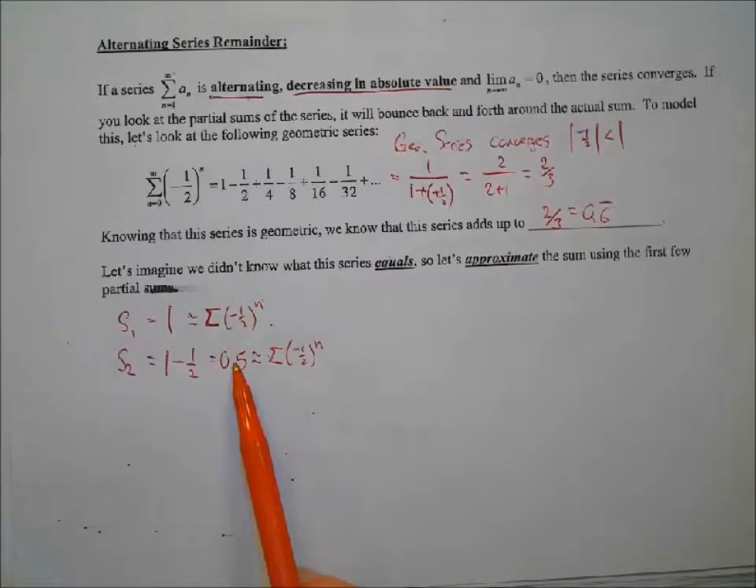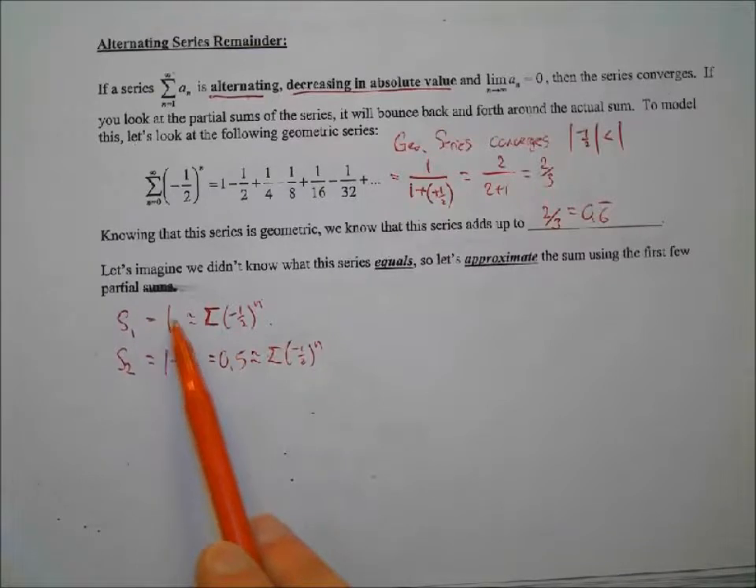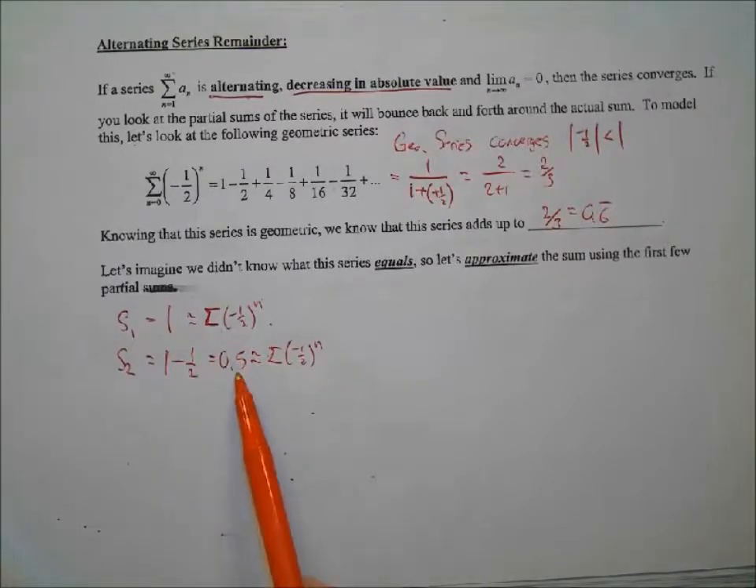Now how far is 0.5 off from 2/3? So yeah, a sixth, right? Because one half is 3/6, and 2/3 is 4/6. So it's only off by a sixth. We went from being off by 1/3 to now off by 1/6. So we're closer, right? We're better.